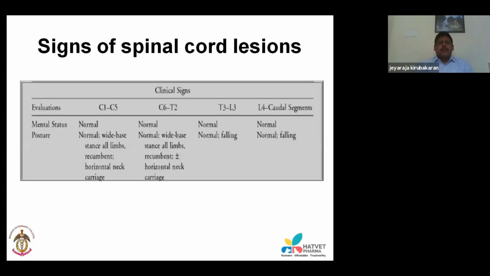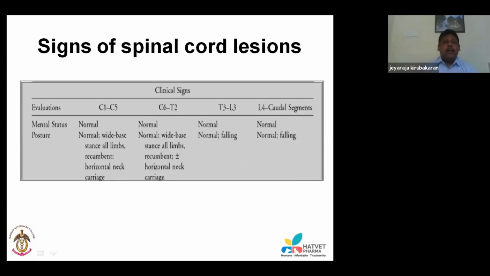Okay, compiling the signs of the spinal cord lesions, starting with mental status. The mental status won't get affected because it is not involving either the brainstem or the cerebrum. So it will simply be normal. Then coming to the posture, it can be normal, or if it is abnormal, it can be a wide-based stance in all four limbs, in both cervical and cervicothoracic cord. And there will be a horizontal neck carriage in case of cervical and cervicothoracic cord, which is not seen in the others.